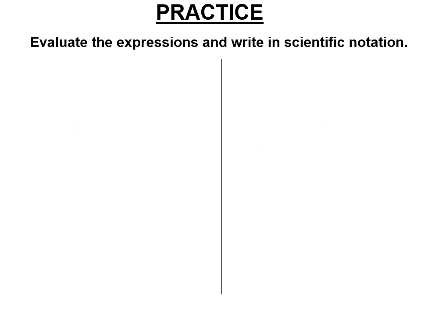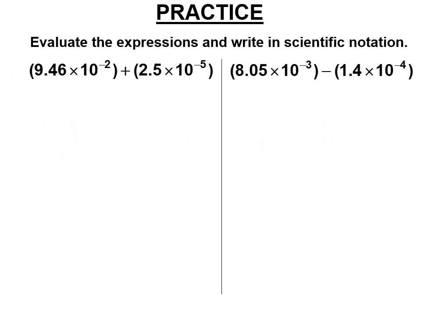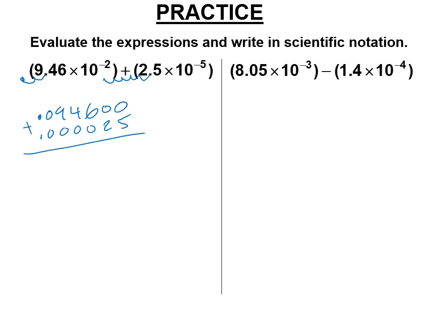All right, practice. Here we go. Do those, please. So we're going to move this twice, 0.0946. We're going to move this 5 times. 1, 2, 3, 4, 5, 4 zeros there. 1, 2, 3, 4. All right, oops, let's be neat here. This is going to be a trickier problem. And we're adding those up.